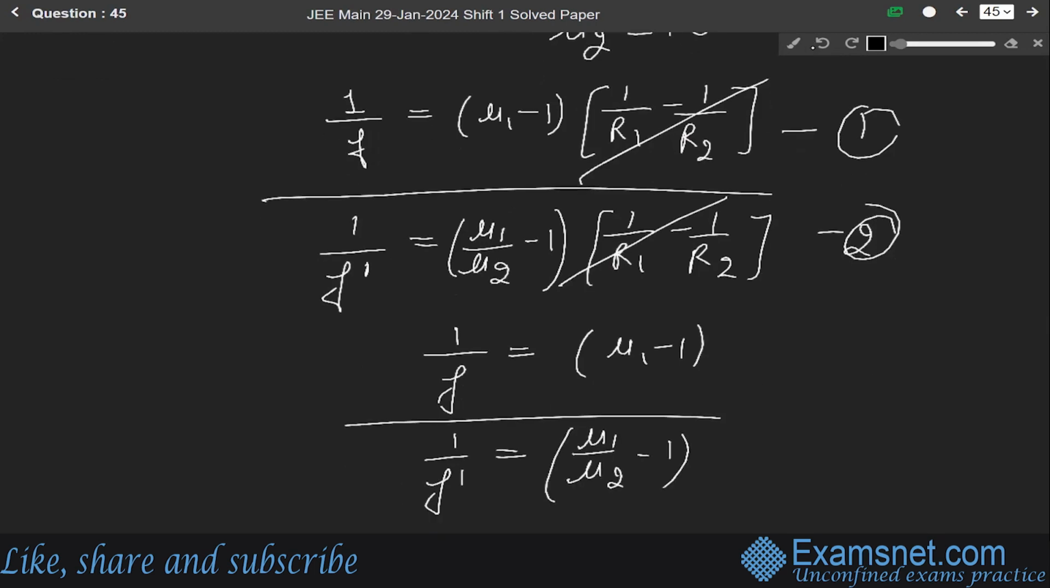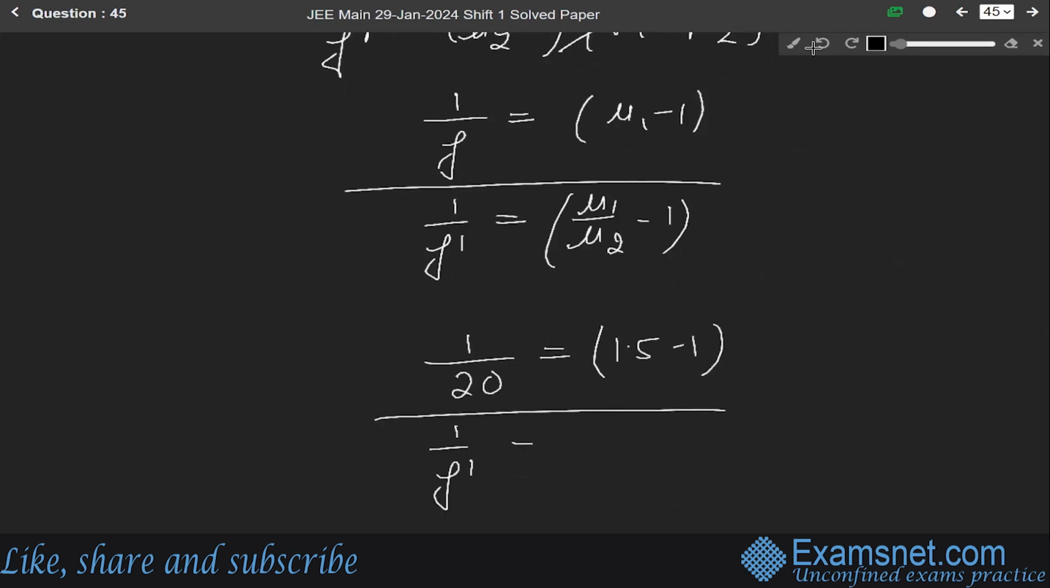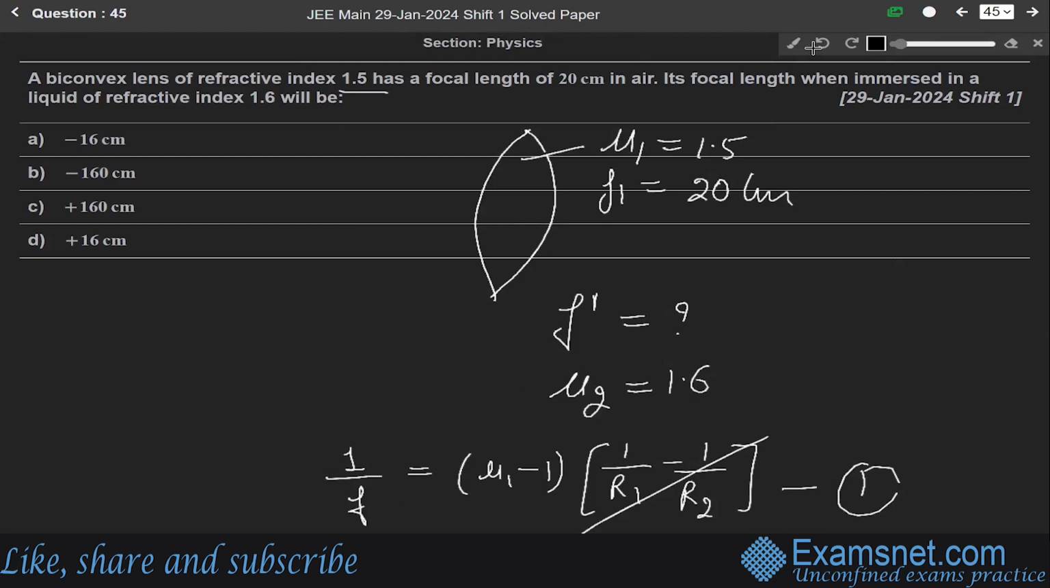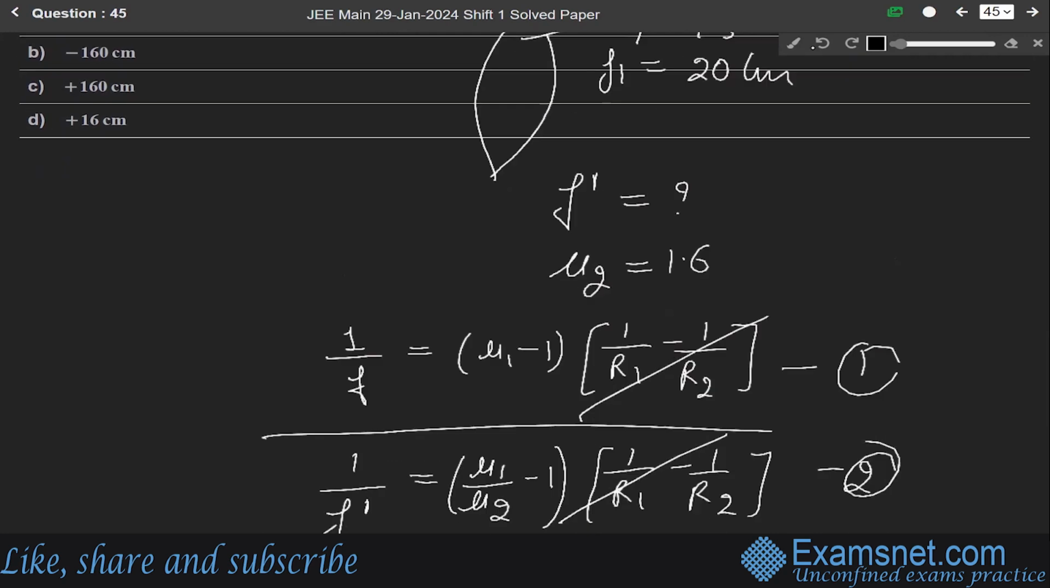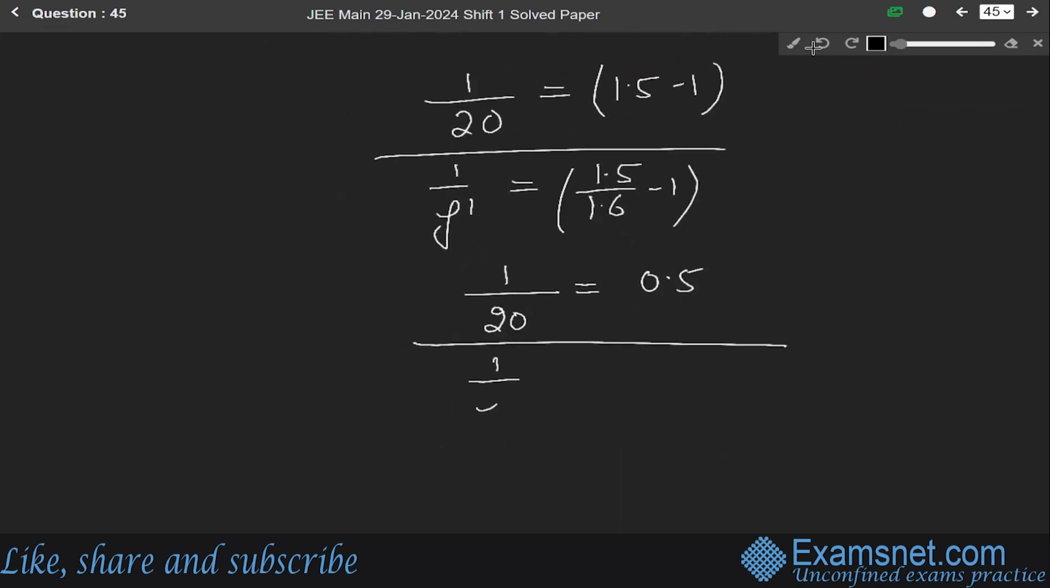minus 1. Now putting the values, f is 20 centimeter. So 1 over 20 equals mu1, which is 1.5 minus 1, and 1 over f dash equals 1.5 over 1.6 minus 1. Okay, so this will be 1 over 20 equals 0.5, and 1 over f dash equals 1.5 minus 1.6 over 1.5.